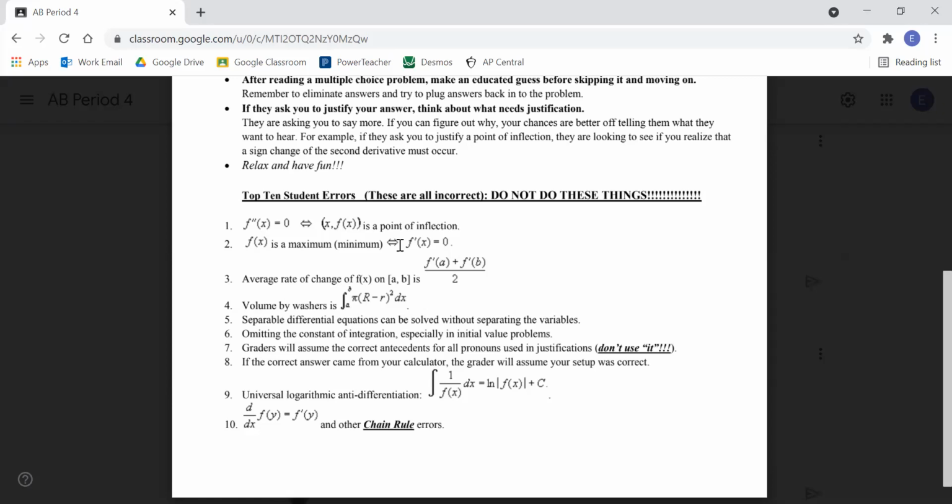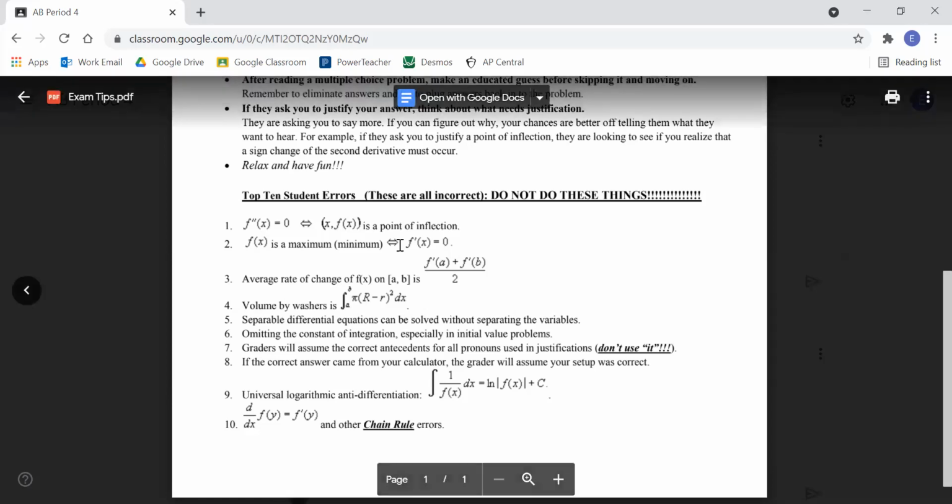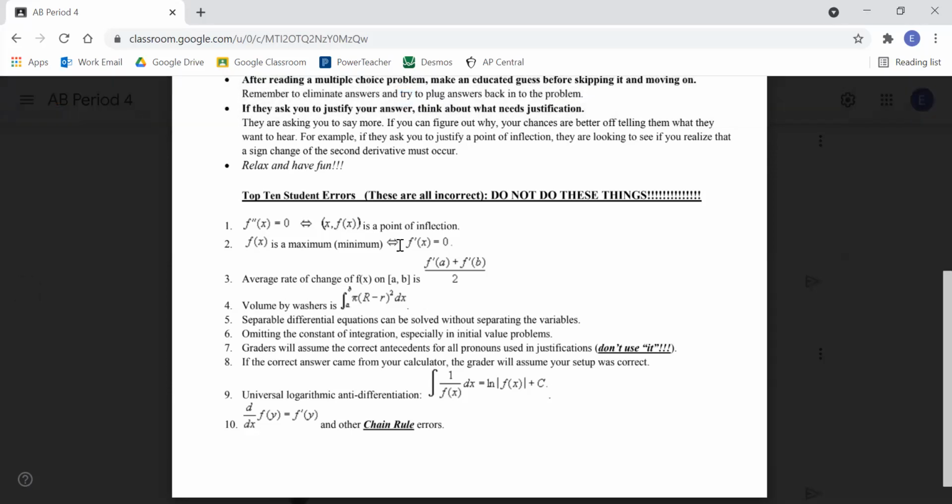Okay. I'm going to talk about these last two here. Don't use the word it, right? Make sure that you are very specific. Don't be general. Don't say it's got a max. Well, what's got a max? Does f have a max? Does f prime have a max? Does g have a max? Maybe there's 3 different functions, f, g, and h. And if you say it's got a max, you need to specify which function. So just be very specific.